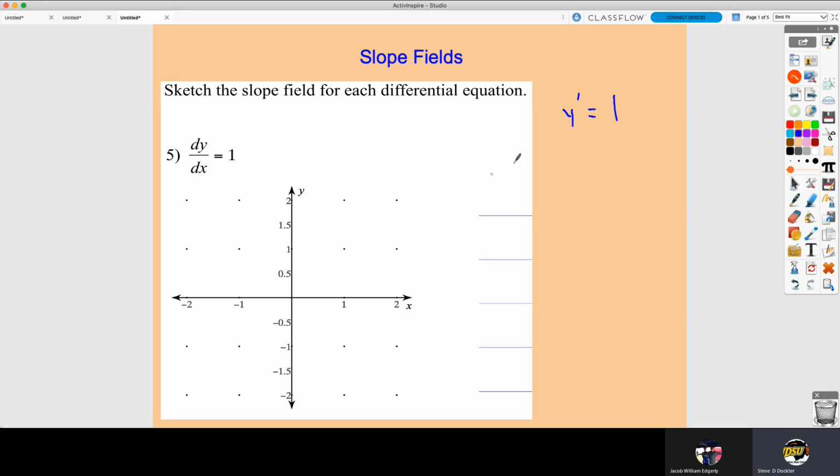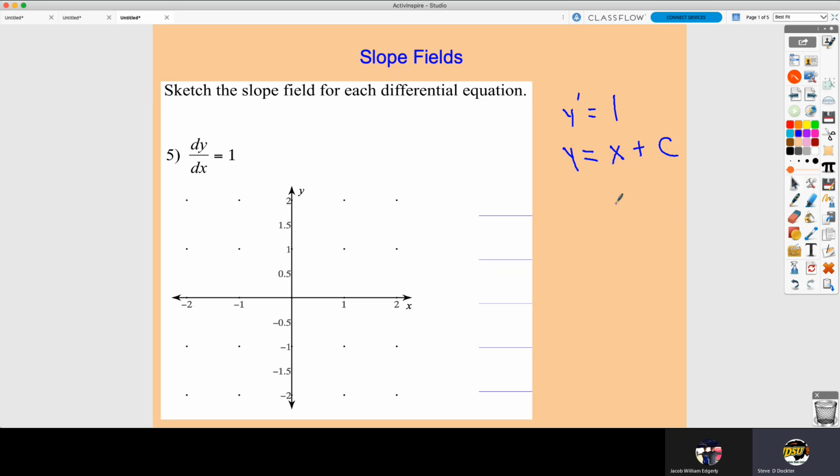All right, if I asked you to take the integral of this, what would the integral be? Y prime would turn into a y. What's the integral of 1? Close. X plus c, right? Okay, does that make sense?